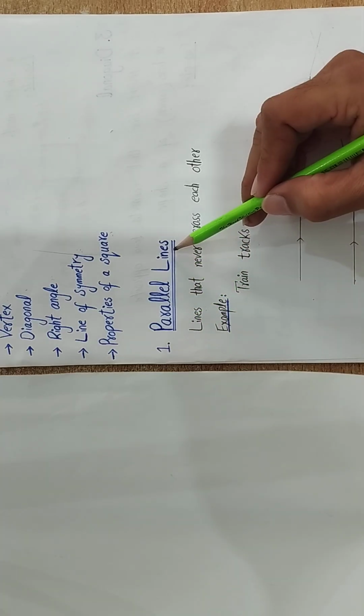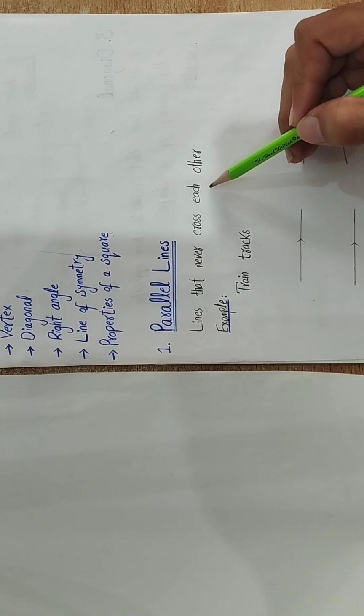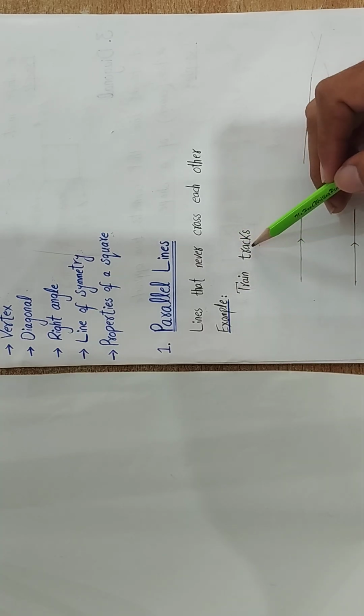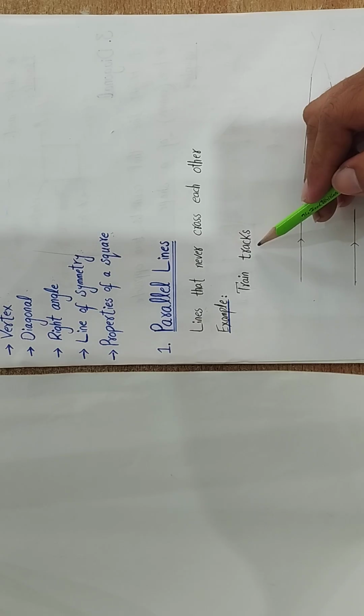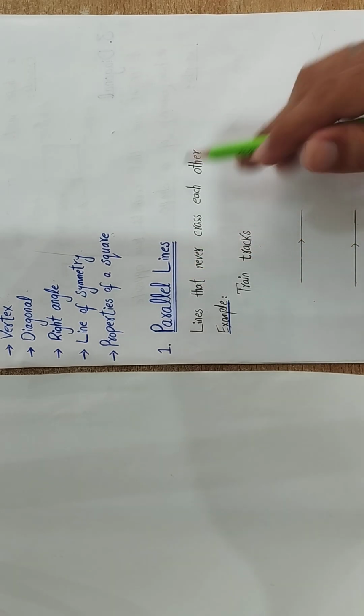First one is parallel lines. Lines that never cross each other are called parallel lines. The simplest example of parallel lines is train tracks. You know that the tracks of the train never cut each other, they never cross each other. They are always the same distance away from each other. It means they will never cross each other. So train tracks are the simplest example of parallel lines.